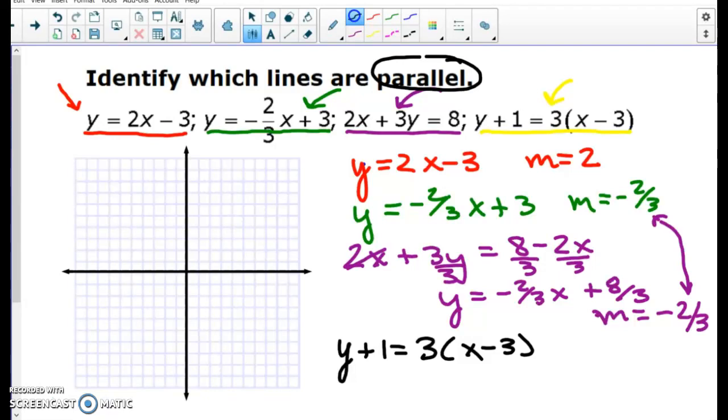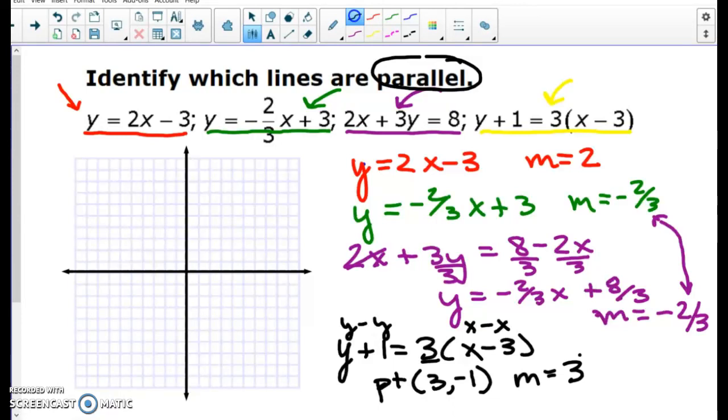Well, remember, point slope gives us a point on the line, the x value being 3, the y value being -1, because the form of the equation is y minus y1 equals m times x minus x1. So we can see that plus 1 is the same as subtracting -1. And our slope, of course, is given in front of the x minus x value, this slope being 3. So we can see 3 and we can see 2, and we know those are not parallel, but we can see the green line and the purple line being parallel to each other.